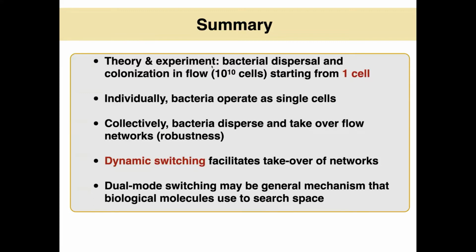So to summarize this part, we have done theory and experiment to show that bacterial dispersal and colonization can be predicted to a large number of cells, starting from just a single cell. Individually, the bacteria just operate as a single cell. They move upstream, but collectively, something else arises. They don't just move upstream, but they disperse downstream as well, and they end up taking over a network. This creates a sense of robustness where it really gives them an advantage to survive. We have dynamic switching is what allows them to take over networks.